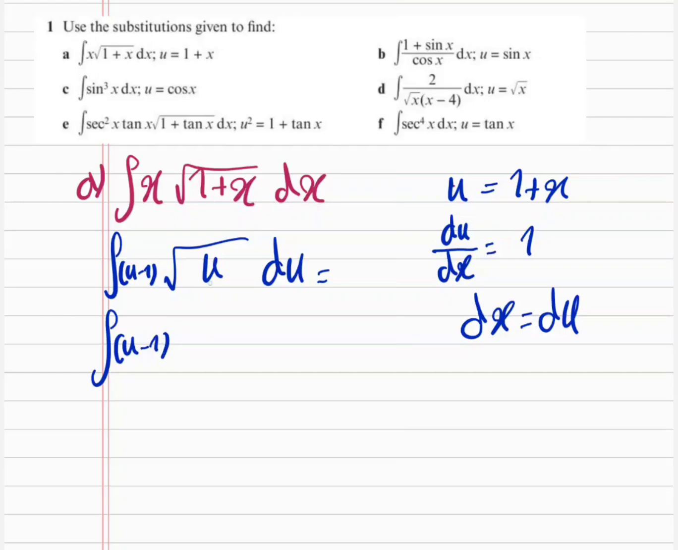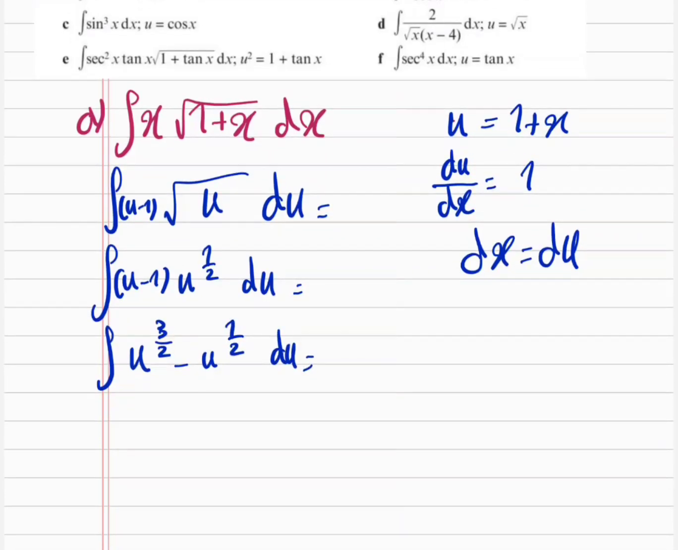So first, let's rewrite root u in the form u to the power of half, and now we are ready. We expand the bracket and get u to the power of 3 over 2 minus u to the power of half, du. Now we add 1 to the power, so 1 plus 3 over 2 is 5 over 2, and we divide by that, which becomes 2 over 5 u to the power of 5 over 2. Then here we add 1, which becomes 3 over 2, and we divide by that, which becomes minus 2 over 3 u to the power of 3 over 2, plus c.